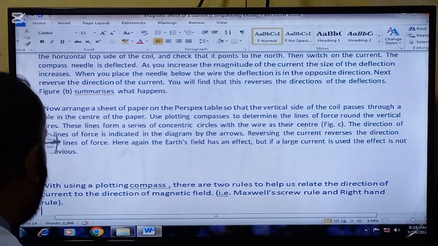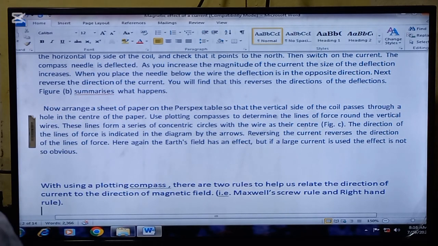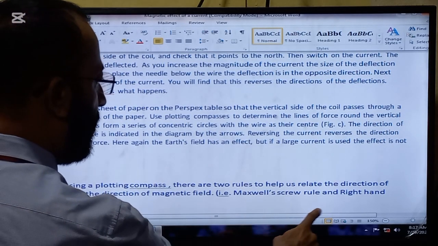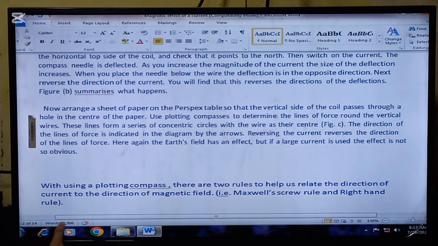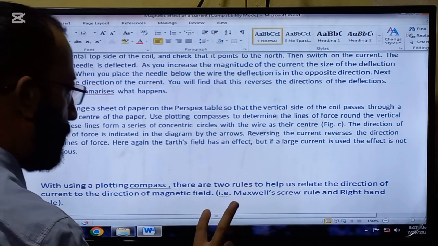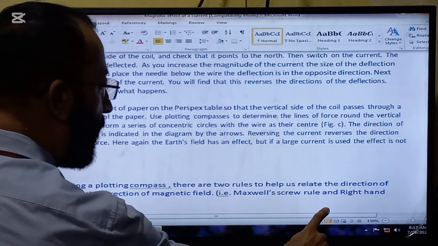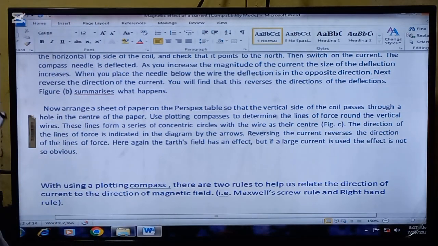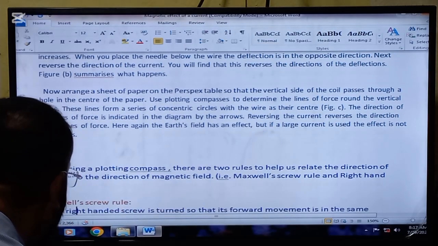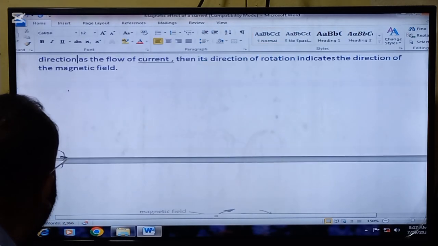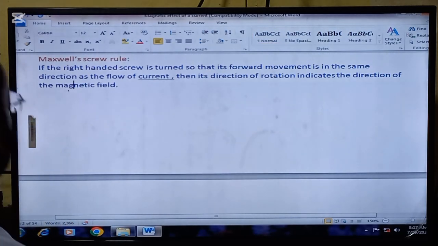With using a plotting compass, there are two rules to help us relate the direction of the current to the direction of the magnetic field. So if we want to check the direction of the current and the direction of the magnetic field, two rules are helpful. Number one, Maxwell's screw rule, and the second is the right hand rule. So here we are going to read first the Maxwell's screw rule.